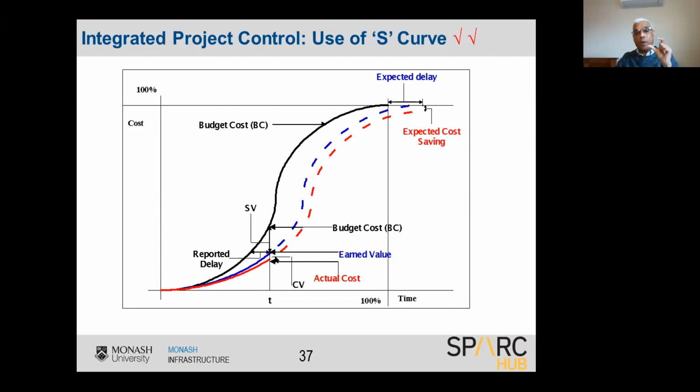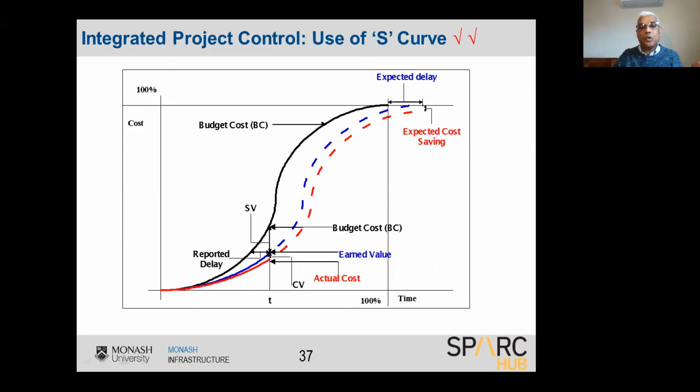So when you plot that curve, you can see that the budget cost was this, right? But you have earned only this. That means the value that you should have finished here, you earned there. That is the delay there. And you have earned that value here, but you actually spent this red line. So that means you have made a saving.